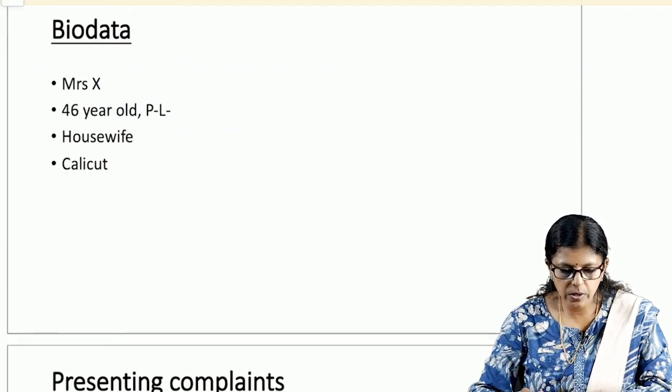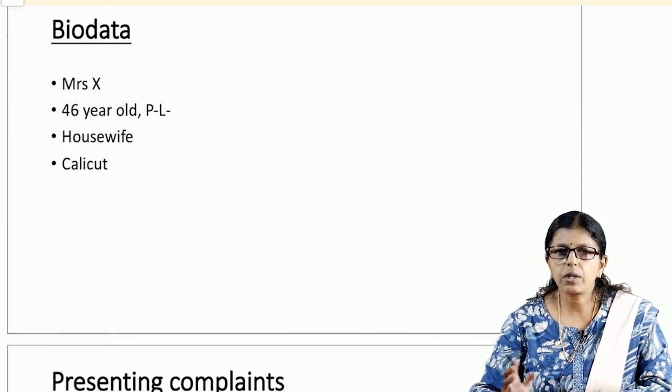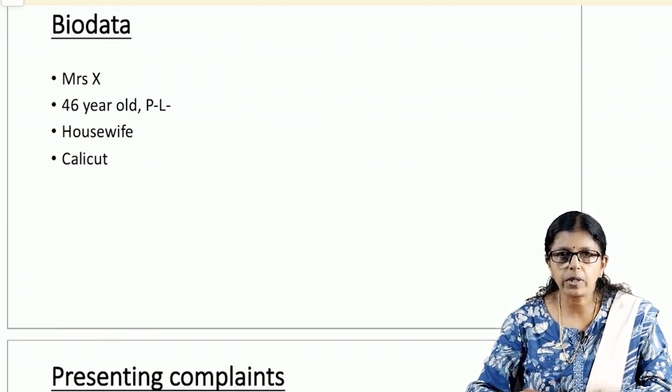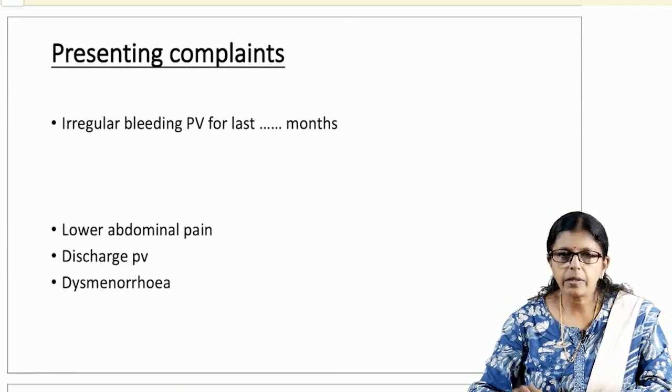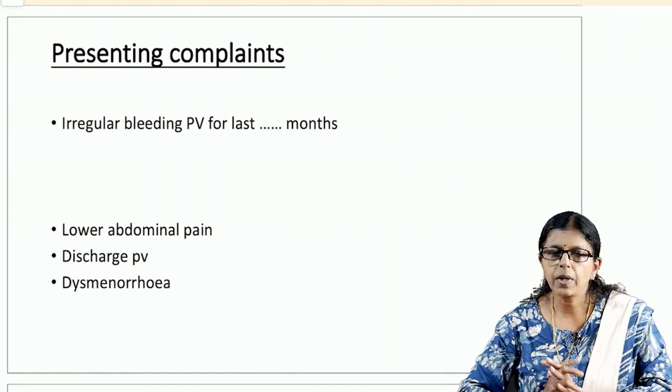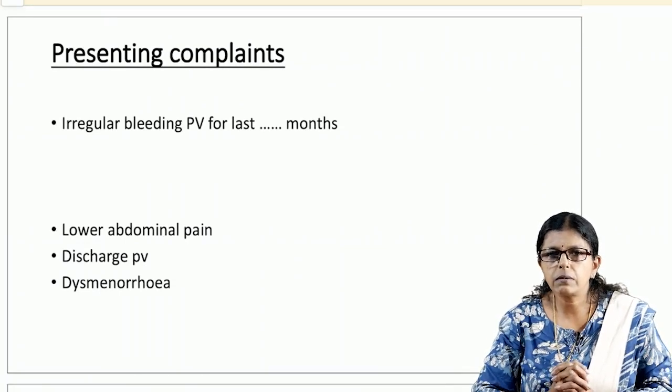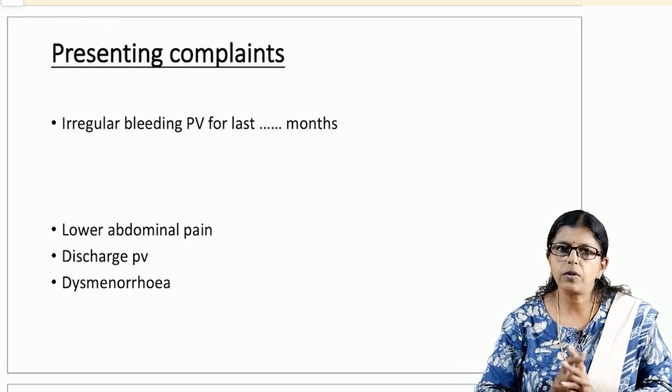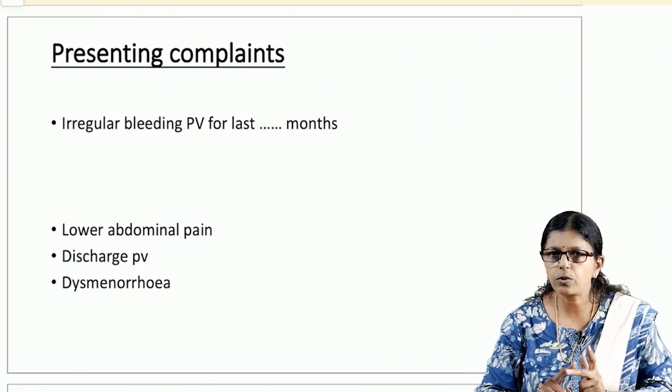complaints. So generally you would state how many children she has, a para 3 live 3 or para 2 live 2, that would also be included in this aspect. And then the next thing would be, what are the presenting complaints? She is coming to you with complaints of irregular bleeding PV for the last how long? Now, just like any presenting complaint, you have to know the origin, you have to know the duration, you have to know the progress.